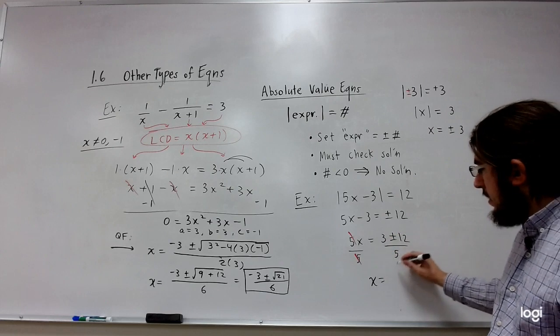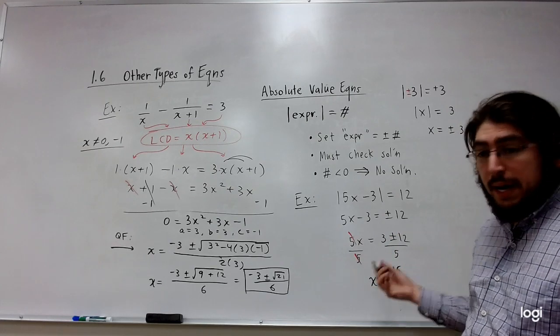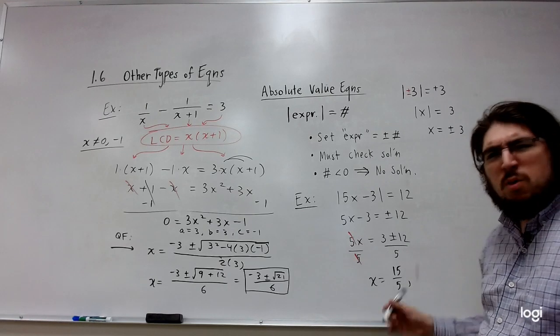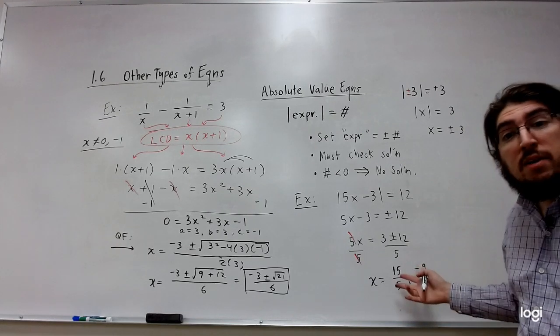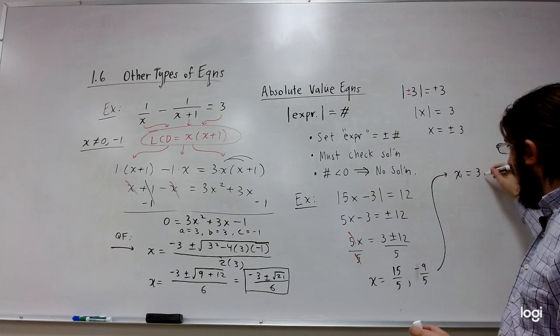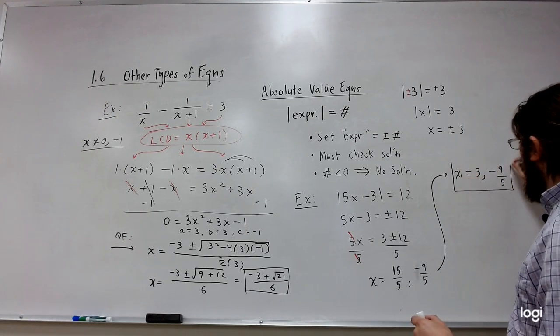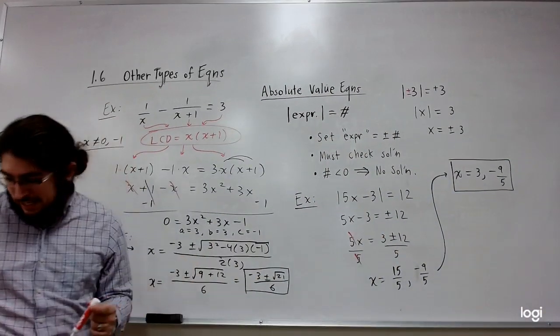3 plus 12 is 15 over 5, or 3 minus 12. 3 minus 12 is negative 9, so it's negative 9 over 5. 15 over 5 is 3. So simplified, x is either 3 or negative 9 over 5. And you can check these. I'm not going to check them, but you can check them. And you'll indeed get this.